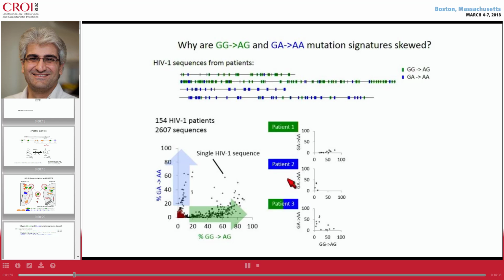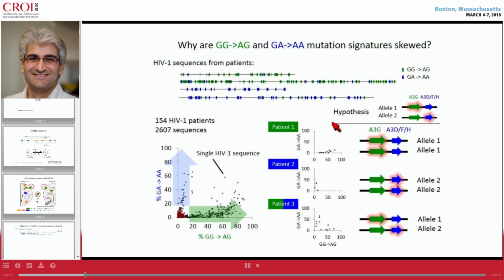The same analysis done on different patients, one at a time, shows another interesting pattern. Some individuals show primarily the green signature, some show the blue signature, and some have both. Because the differences are between patients, our first guess was that it's probably due to genetic variation in these APOBEC enzymes. And we came up with this hypothesis to explain this.